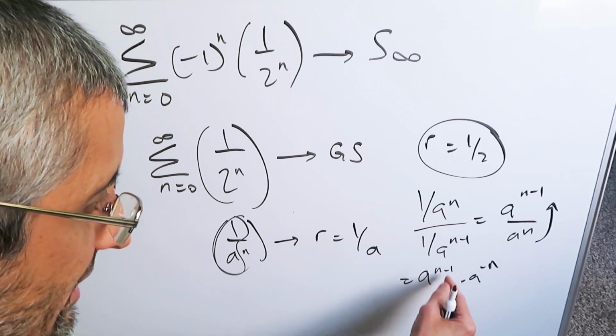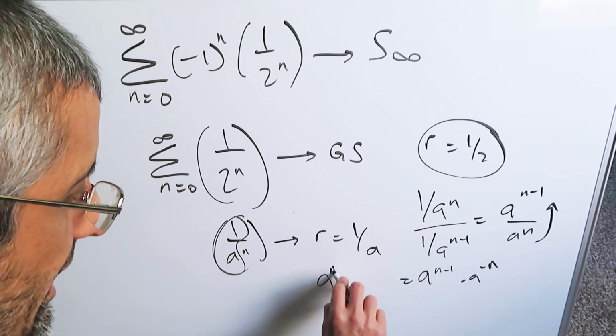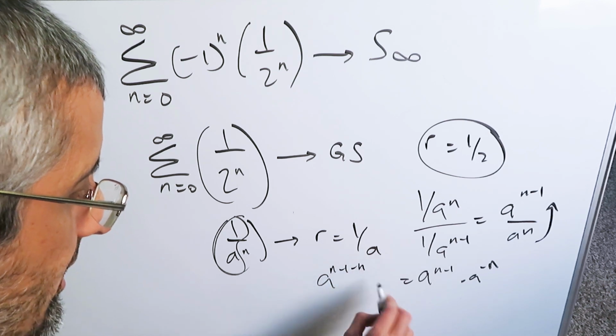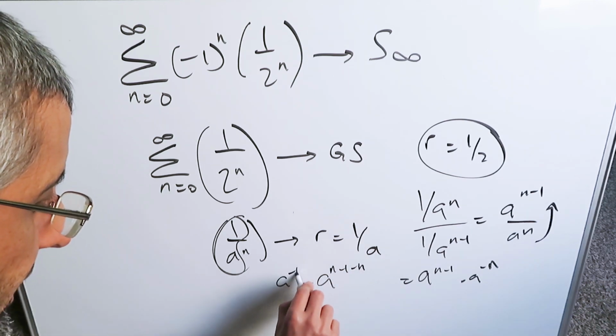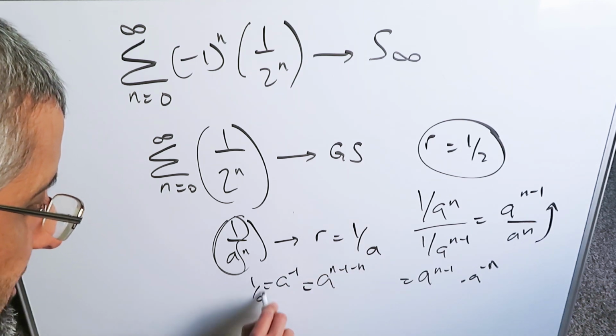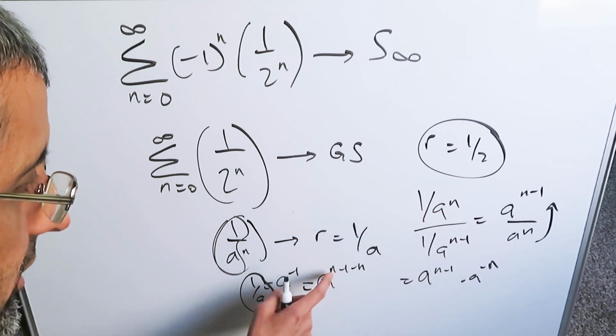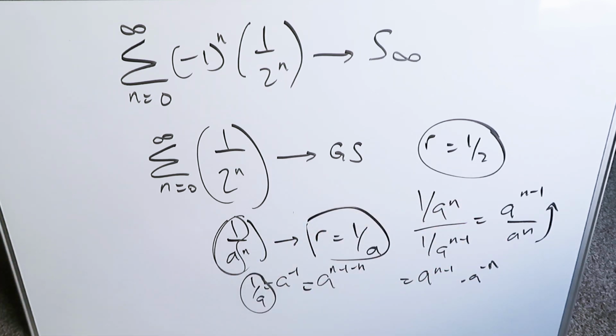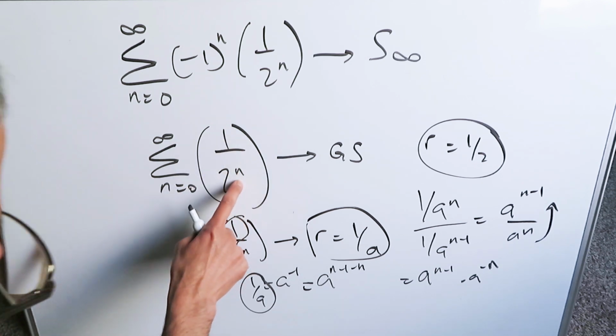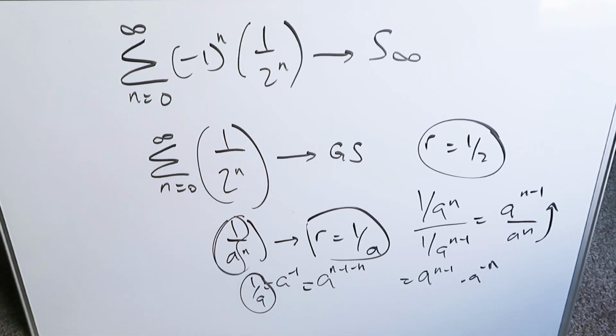Laws of exponents: when you have common bases, the exponents add. You'll have a to the n minus 1 minus n. When you take this to completion, you're looking at a to the minus 1, which is 1 over a, which is exactly what I told you. Your common ratio all along was 1 over a. When you have a geometric series, your common ratio is exactly what you're seeing in your rule, absent that exponent. Here my common ratio is 1 over 2.